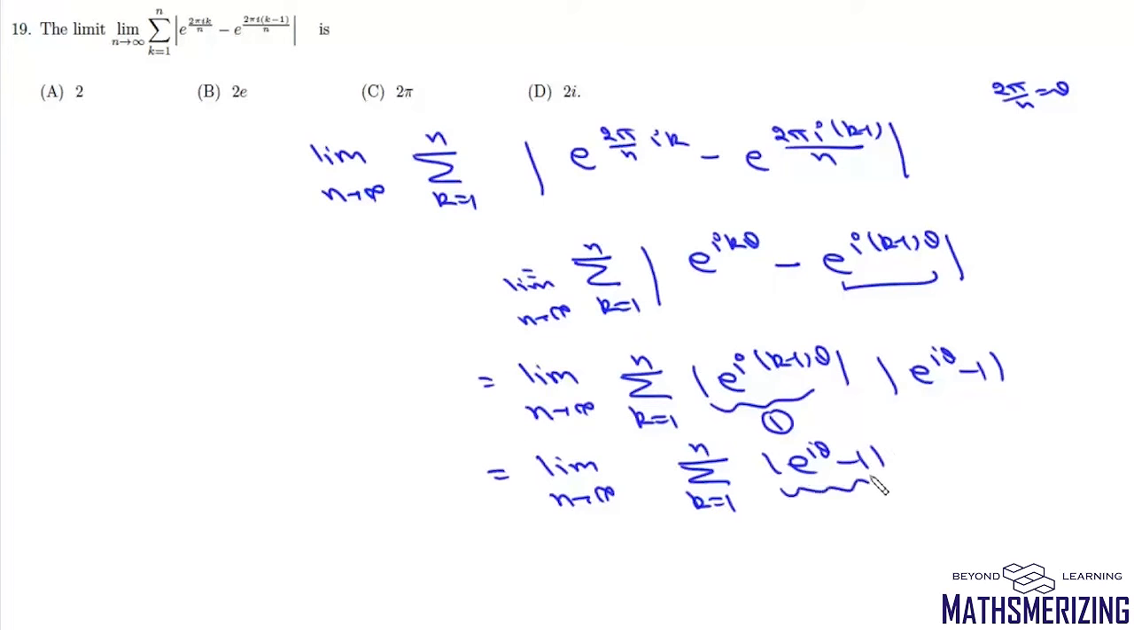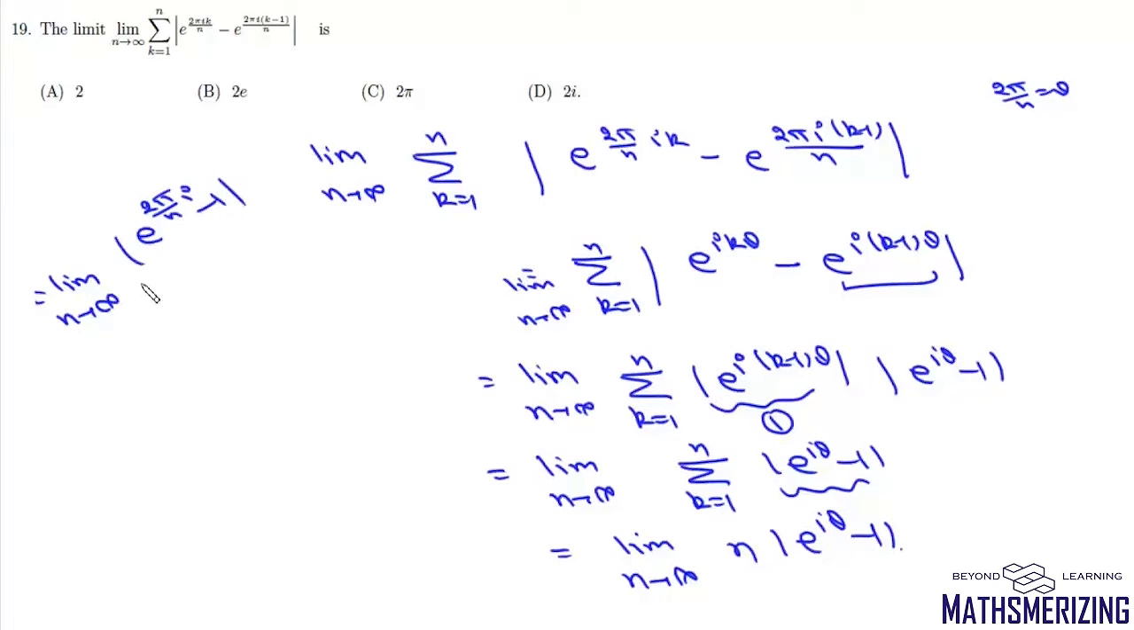Now this expression is independent of k. So it will actually be limit n tends to infinity n into mod of e to the power iota theta minus 1. Now we'll put the value of theta. Theta is 2 pi by n. So we can write this limit as limit n tends to infinity, mod of e to the power 2 pi iota by n minus 1, upon 1 by n. Now we'll multiply and divide it with mod of 2 pi iota.